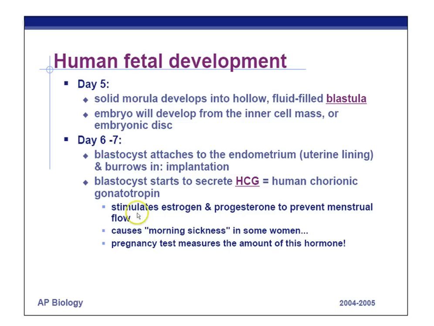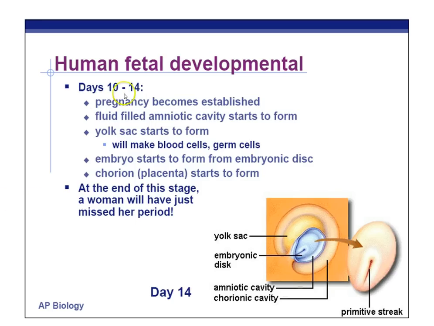At about day 6 or 7, that's when morning sickness kind of kicks in as a result of HCG. Day 10 to 14, pregnancy becomes established, fluid-filled amniotic cavity starts to form, yolk sac starts to form, and we have a placenta starting to form. At this stage, by day 14, the woman will have just missed her period. Remember, she will be releasing the egg at about the middle of her ovarian cycle.